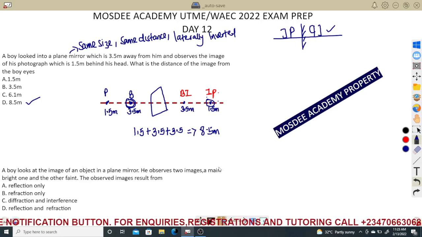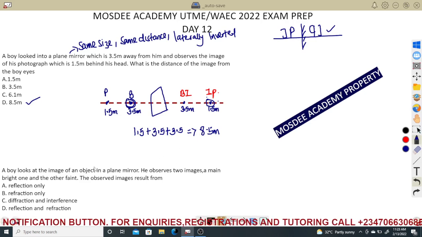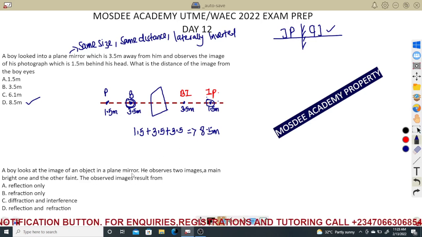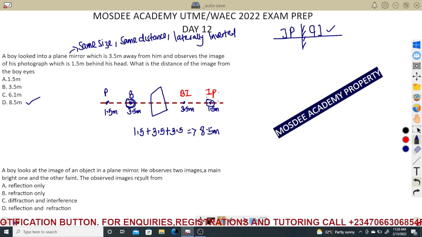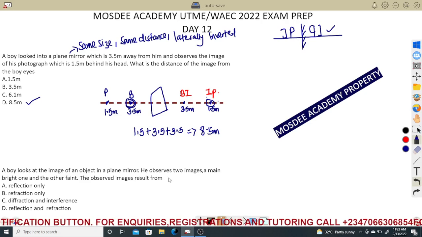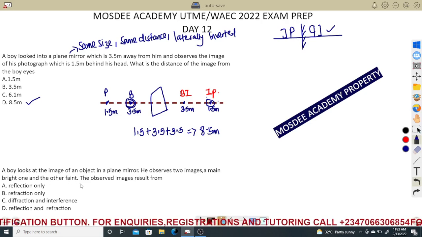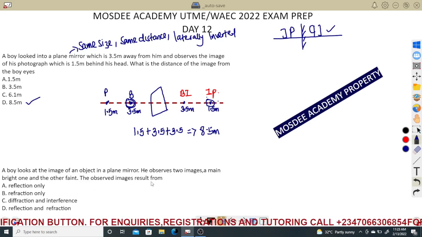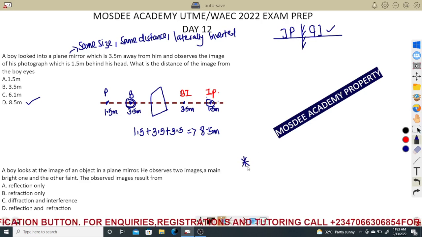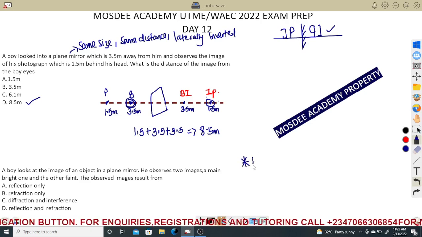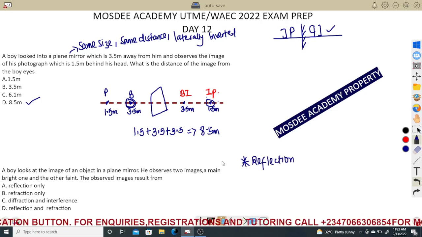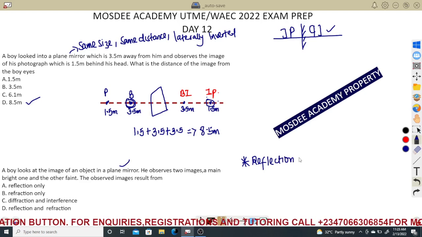So the last question for this slide: a boy looks at the image of an object in a plane mirror. Everything is about mirror, mirror, mirror, because we are talking about reflections. He observed two images, a main bright one and the other faint. The observed images result from dash. Very good. Students should be careful about this type of question. It's a simple question. Reflection takes place in mirror. So if you are using a plane mirror, we expect reflection.